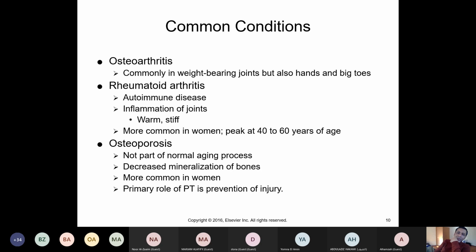Turkish, where are my Turkish students? Turkish girls, they like to smoke too much. So Turkish people, you have to let your clients know this is another side effect of smoking, osteoporosis.